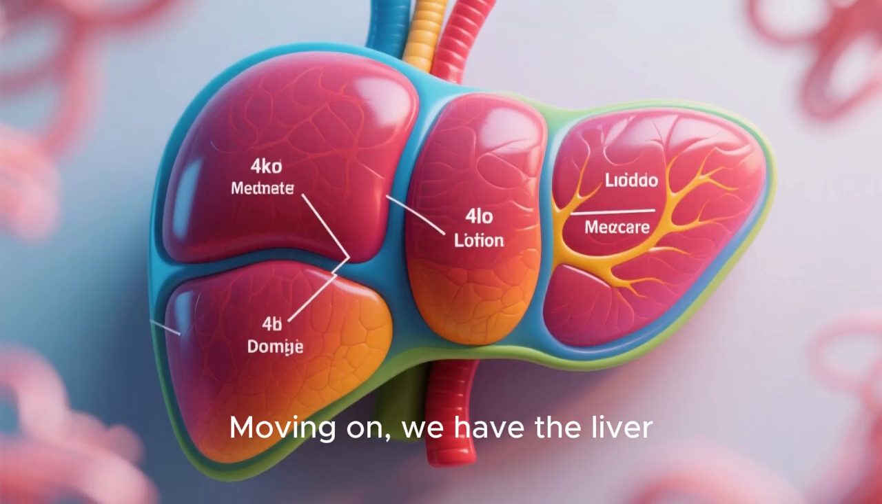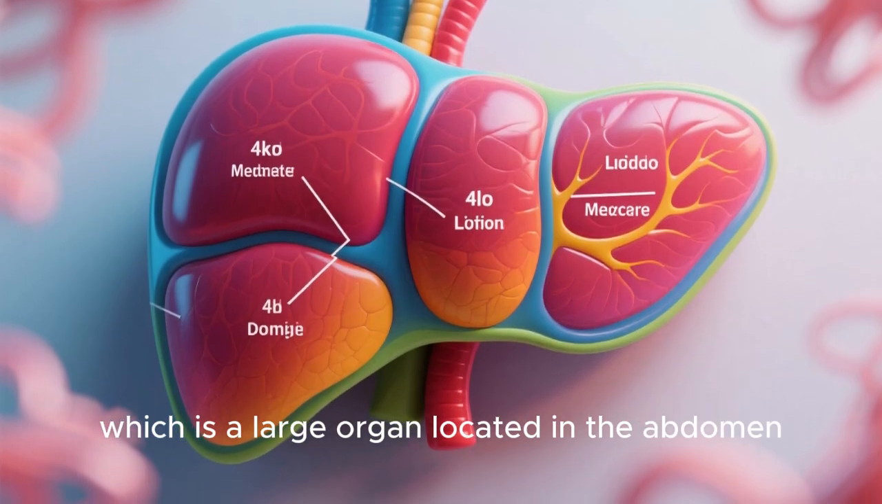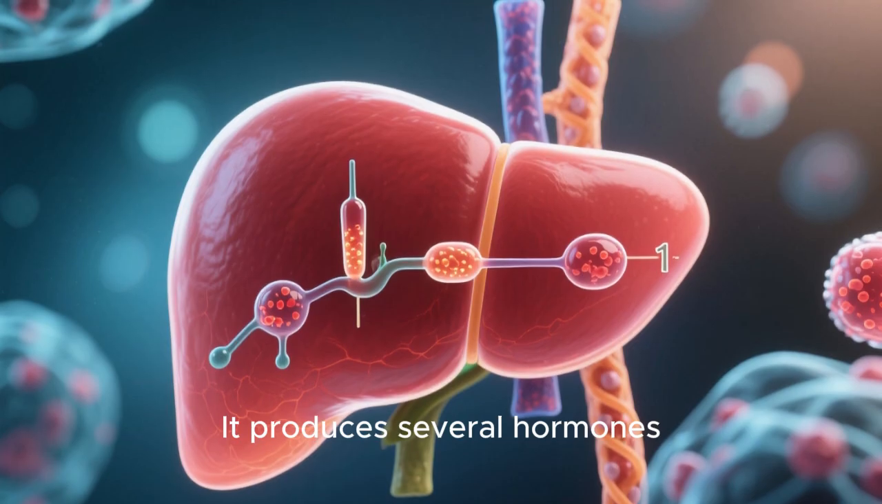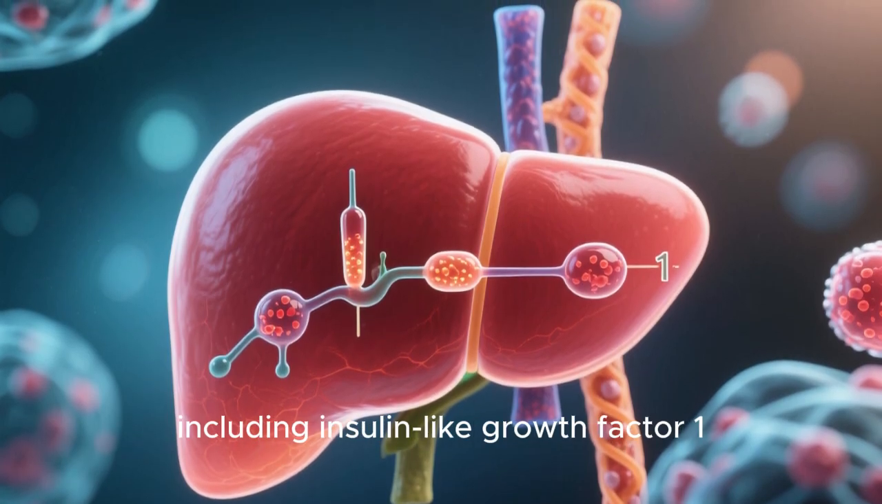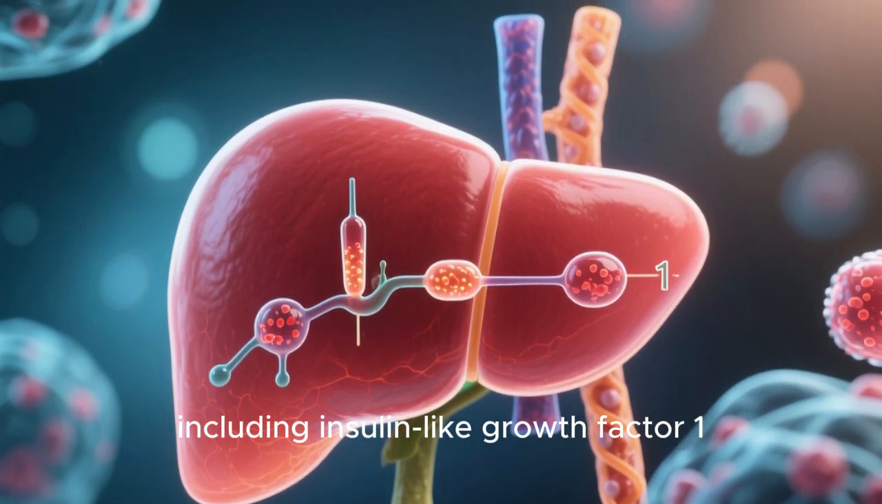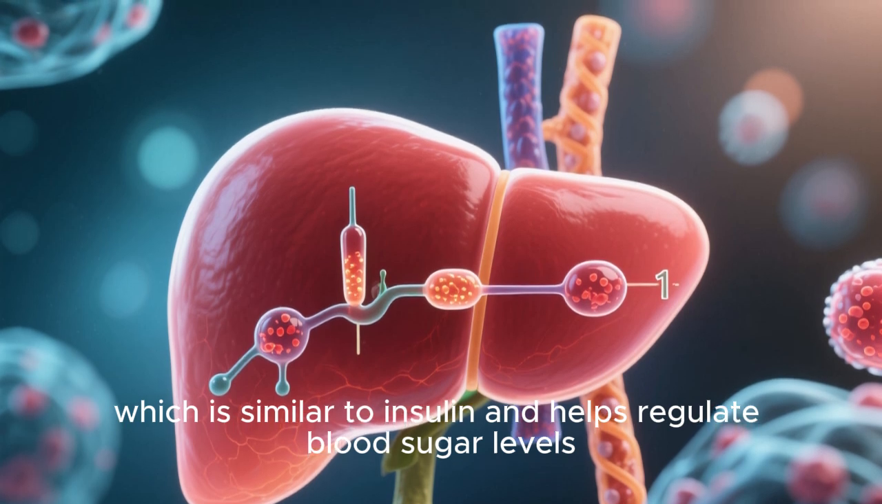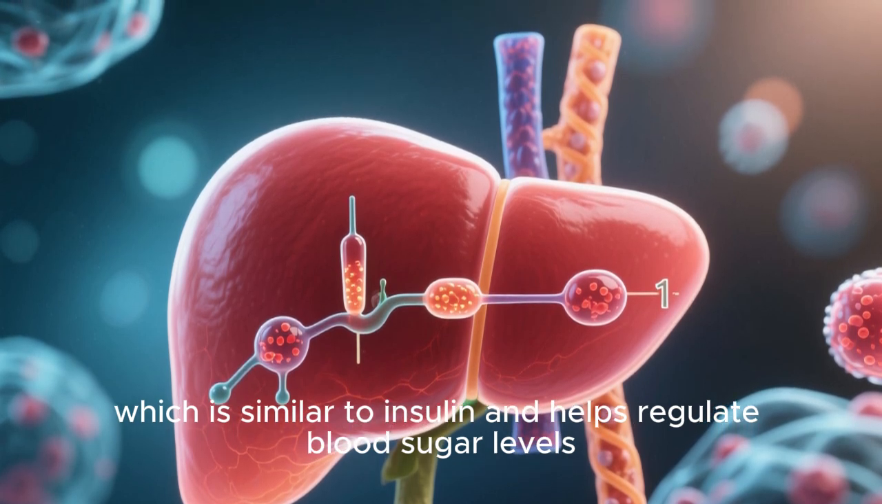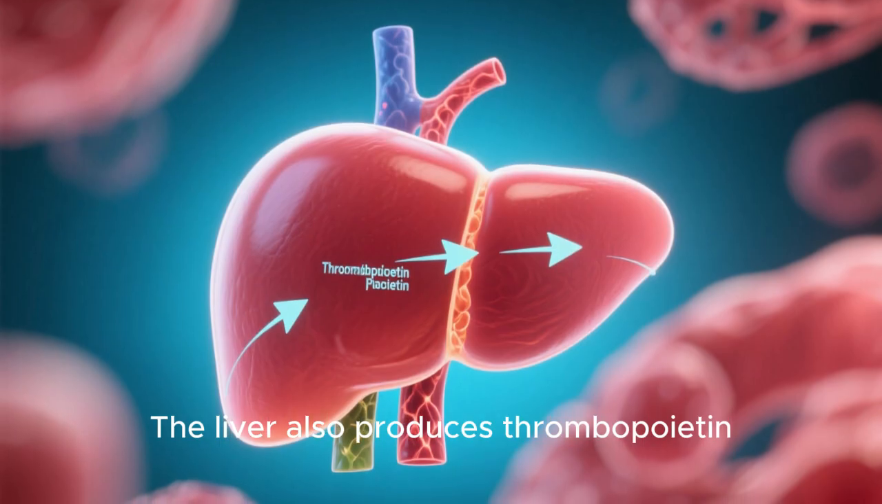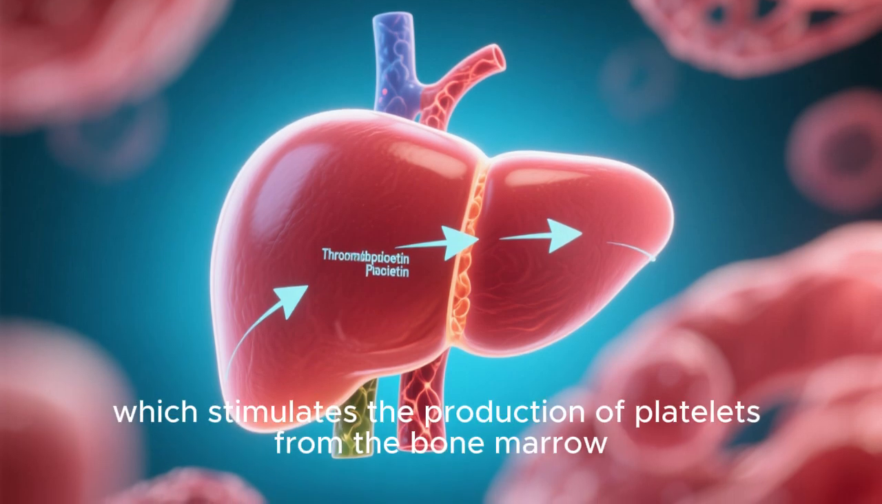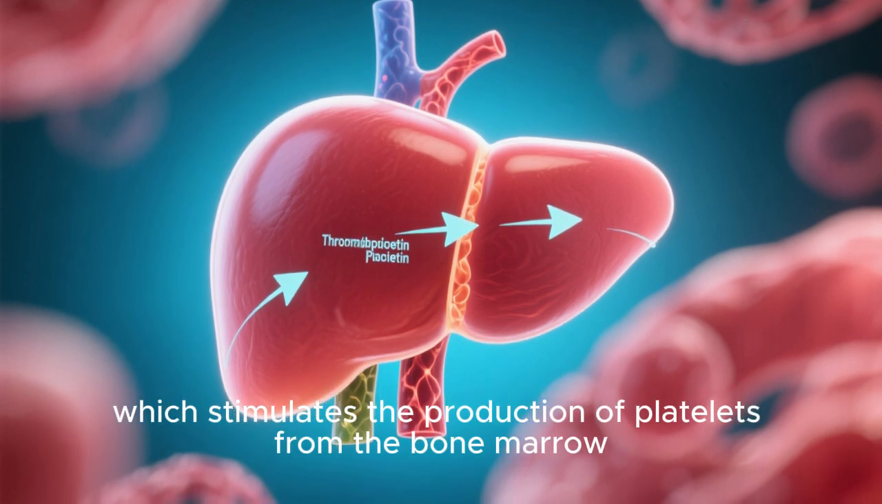Moving on, we have the liver, which is a large organ located in the abdomen. It produces several hormones, including insulin-like growth factor 1, which is similar to insulin and helps regulate blood sugar levels. The liver also produces thrombopoietin, which stimulates the production of platelets from the bone marrow.